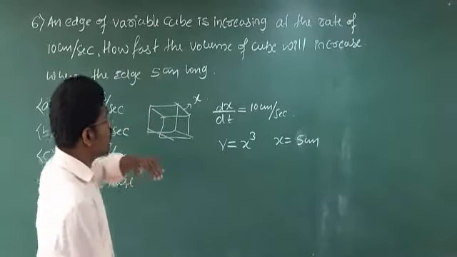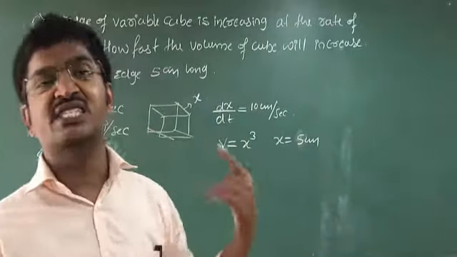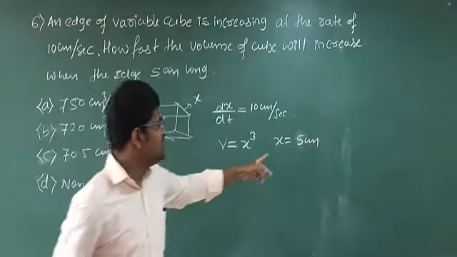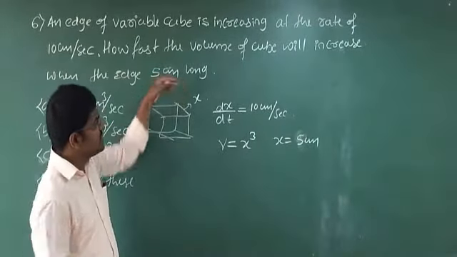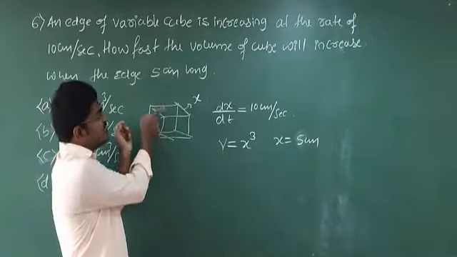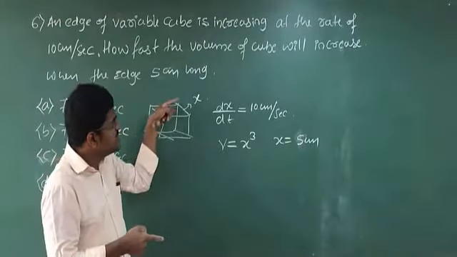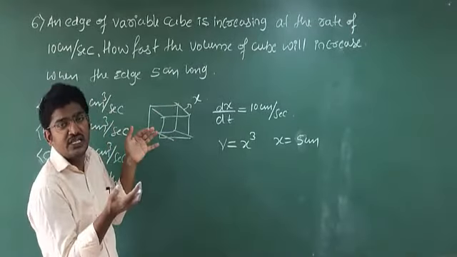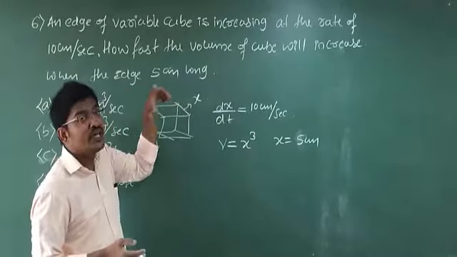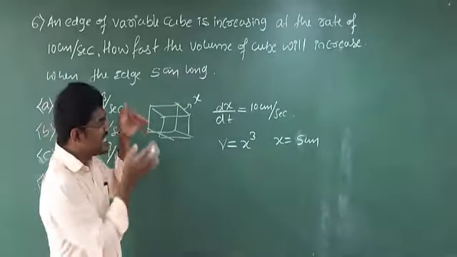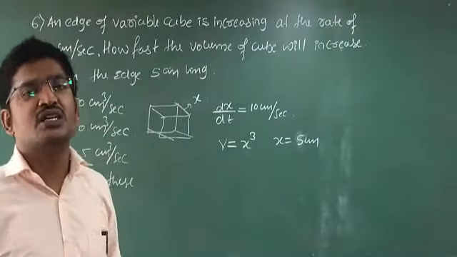That means what is the increase in volume? What is the increase in volume when edge is equal to 5 centimeter? If you think practically, here the edge is growing. That means edge is increasing. As time passes, the edge is increasing, the volume is also increasing. Are you getting my point? So when this edge becomes 5 centimeter, at that instant, what is the volume of cube they are asking?